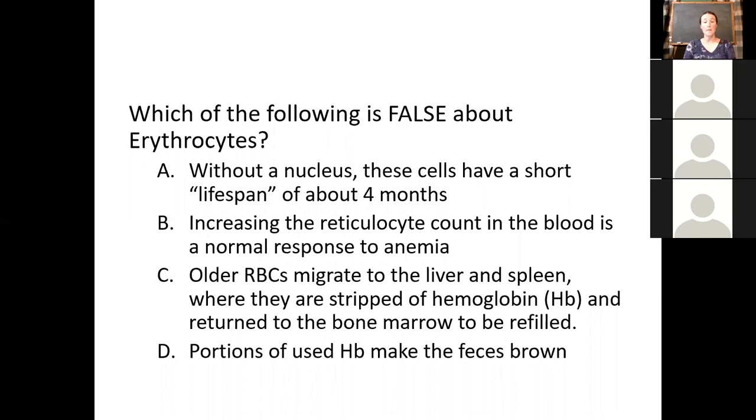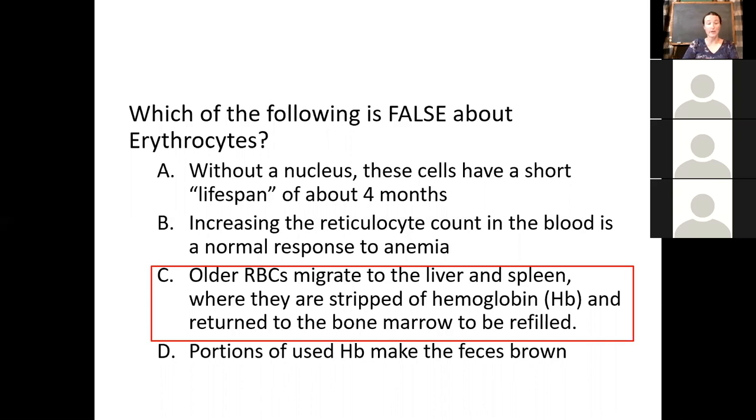Older red blood cells migrate to the liver and the spleen, where they are stripped of hemoglobin and returned to the bone marrow to be refilled. This is false, right? So this would be the answer to this question. It is false about erythrocytes. Essentially, this is false because older red blood cells aren't stripped of their contents and refilled. They are completely broken down and brand new cells are made in the bone marrow. Okay, D is indeed correct as well.